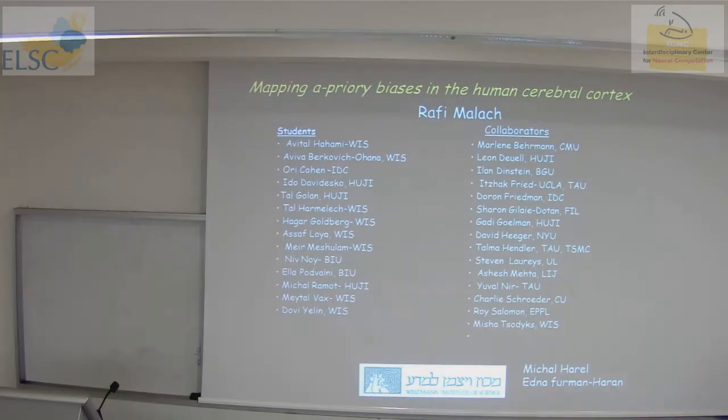It's a pleasure for us today to have Professor Rafi Malach give the seminar. Professor Malach was born in Israel. He earned his bachelor's in biology and master's in neurobiology here at the Hebrew University. He received his PhD in physiological optics from the University of California at Berkeley, and following a postdoc at MIT, he joined the Weizmann Institute.